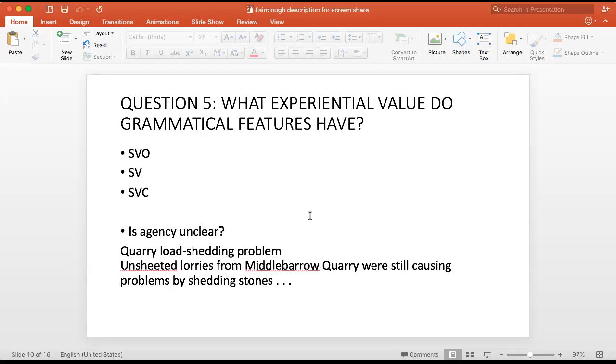The second structure, SV, tells you about the event. Like I gave you example, Quetta has suffered, right? So that's some kind of an event that has taken place. Other examples are in your book also.